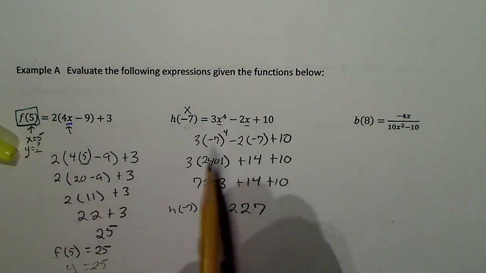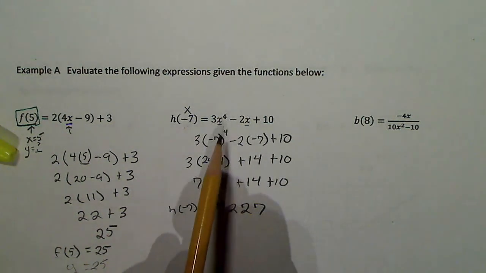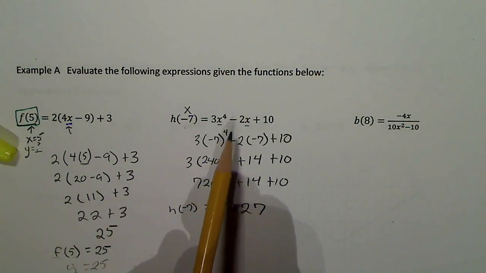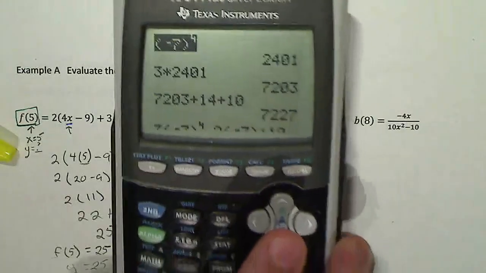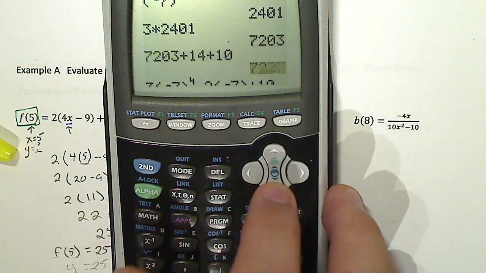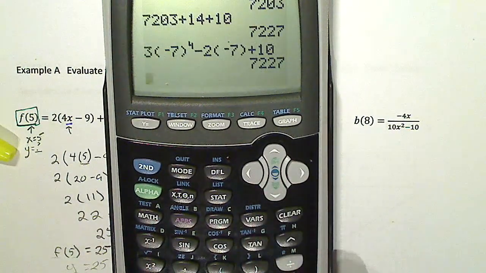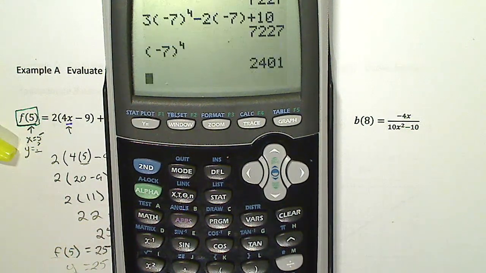So everything I worked out step by step for you again. If you have a calculator, I will tell you this. If you're not sure about this power of 4, this exponent of 4, okay, this is a little caret button right here. So if I want to plug it in, -7 to 4, okay, you get 2401.